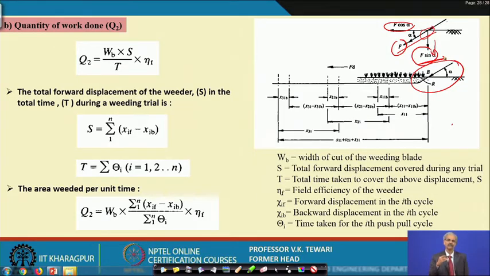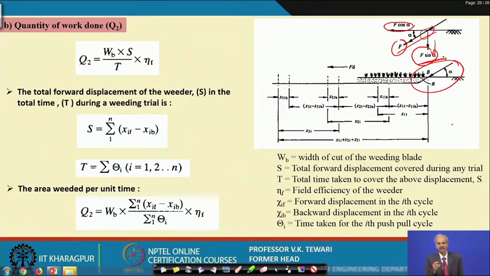The wheel helps us in giving momentum in the forward direction as well as maintaining the depth, because if the wheel is not there, the depth will vary and it will be difficult for the human being to operate. That is why the wheel is there, because it gives you m r omega square, which gives energy for forward motion as well as maintaining the depth. And then these short cycles of push and pull will give us the total speed.